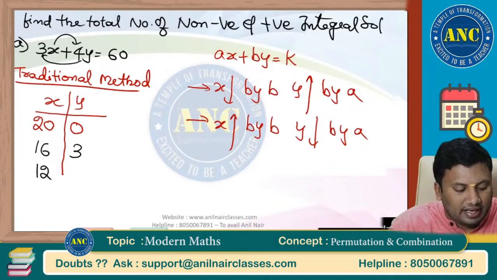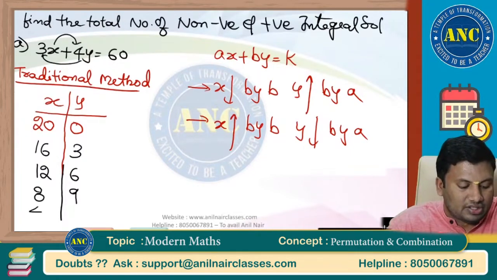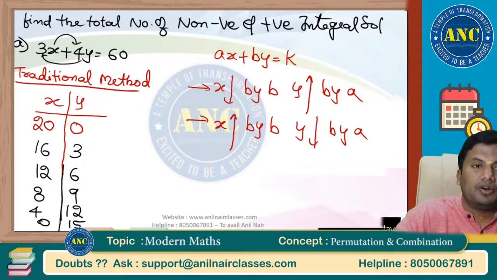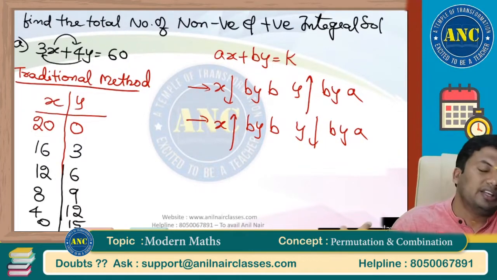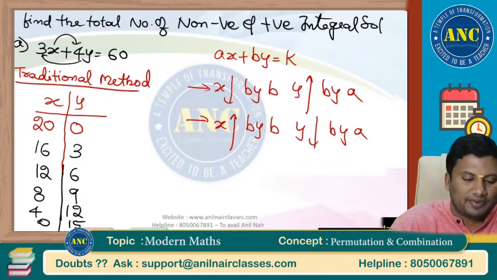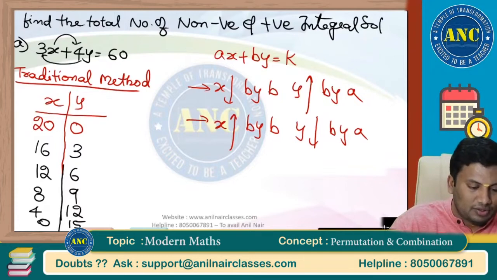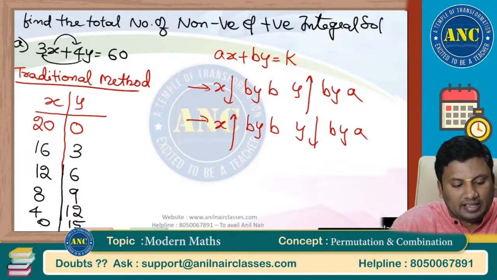Again x will decrease, y will increase; x will decrease, y will increase; x will decrease, y will increase. We started with y value 0, we ended with x value 0. That is what I said in the second point. Either you can start with x 0 and end with y 0, or you can start with y 0 and end with x value 0. Again I am repeating, I started with y value 0, 3x equals 60, x is 20, x is decreasing.